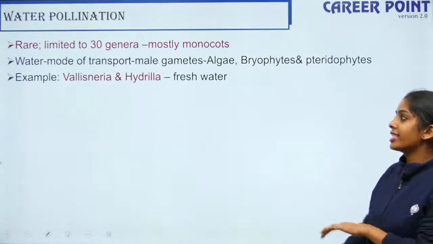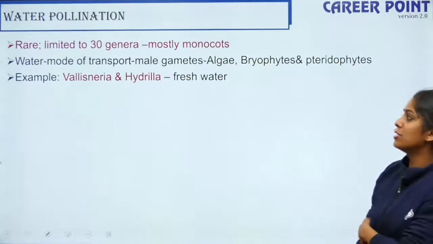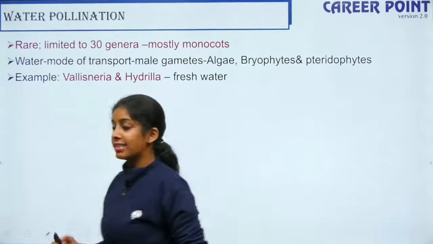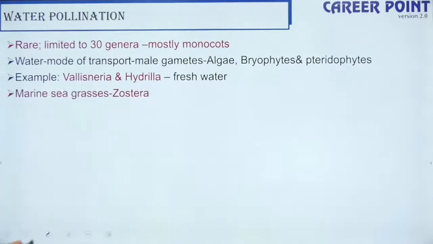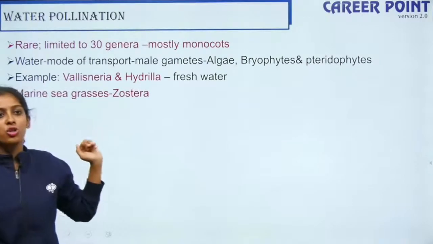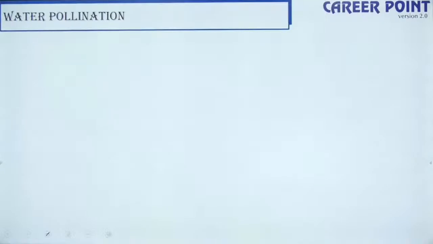That is also there. So examples of water pollinated plants are Vallisneria and Hydrilla, which are freshwater plants and they need water for pollination. You also have marine grasses like Zostera. So they also prefer water pollination.